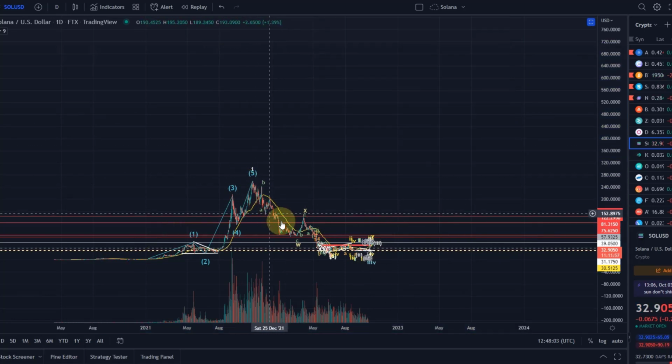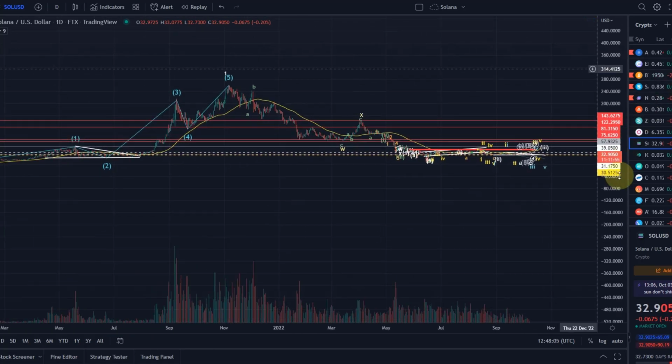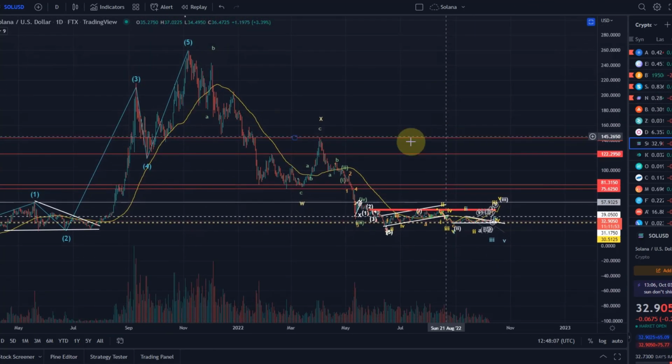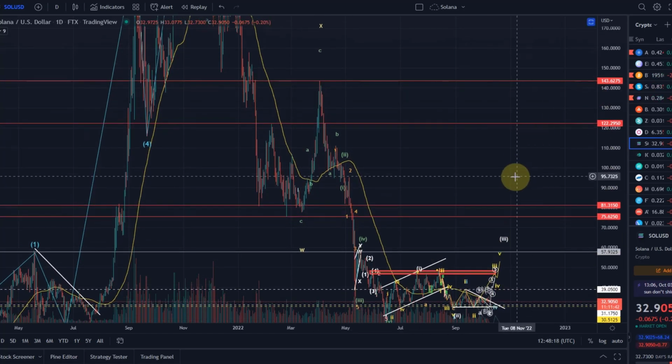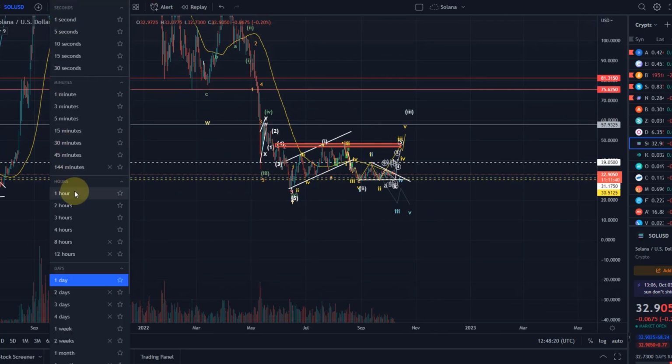In this wave 2 to the downside, we came in a WXY pattern. At least that is my current view, WXY. And we are now in the Y wave. And let's, I would say, zoom in and take a look at where we are on the hourly chart.